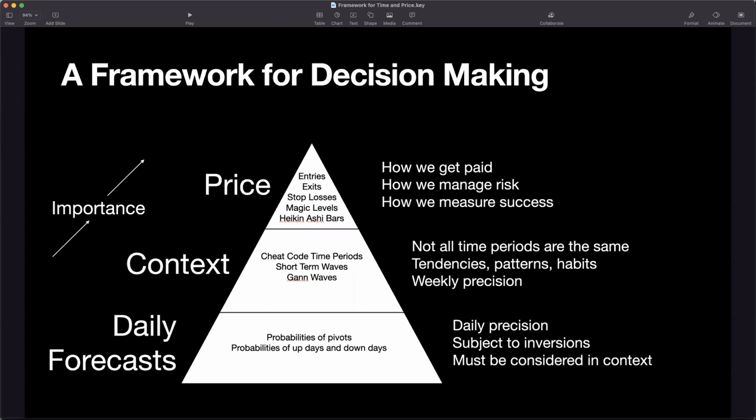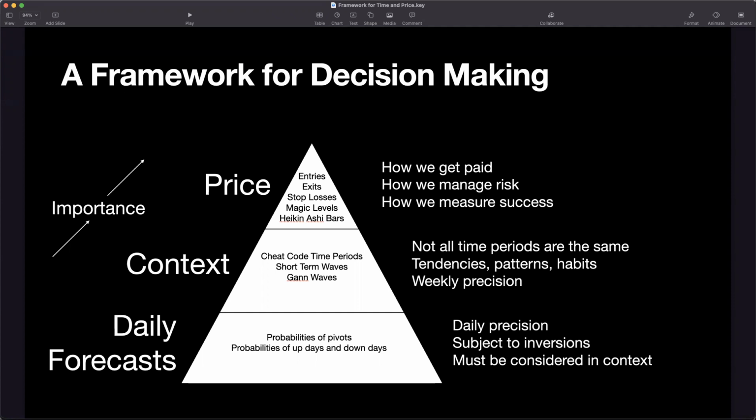So we're going to start just by reviewing our framework, starting with price and then going into context and then finally looking at daily forecasts. And we're going to come up with what I believe is a likely path for price over the next few weeks. So stick with me for the next few minutes and hopefully we'll end up with a roadmap for price for the next few weeks.